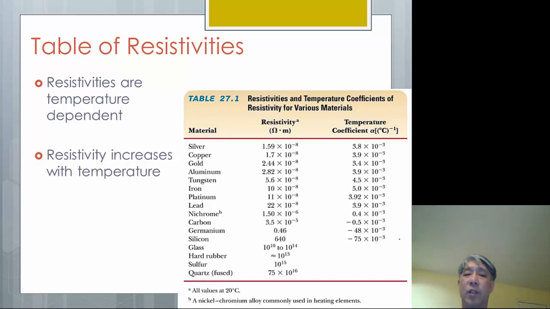Their kinetic energy increases. And so the nucleus of the atom starts to get in the way of the electrons a lot more. It gets harder and harder for the electrons to flow through the material. As an exception to those rules, and this is partially what makes semiconductors so unique, notice on germanium and silicon, those are negative numbers. So they actually decrease their resistance with temperature.